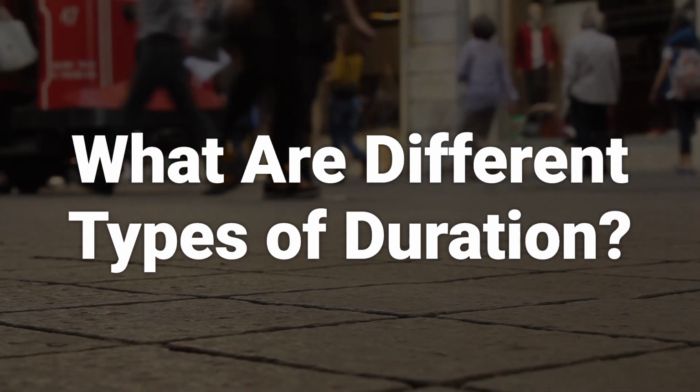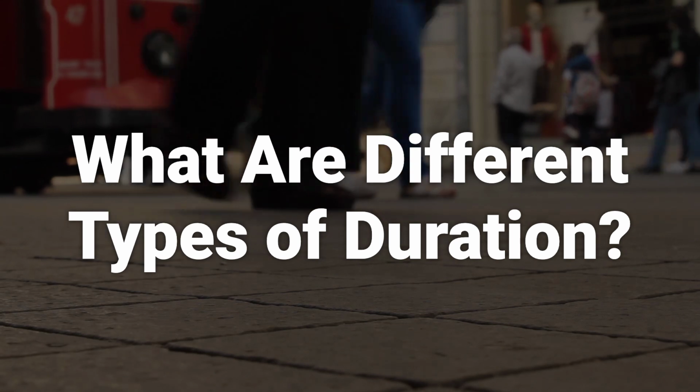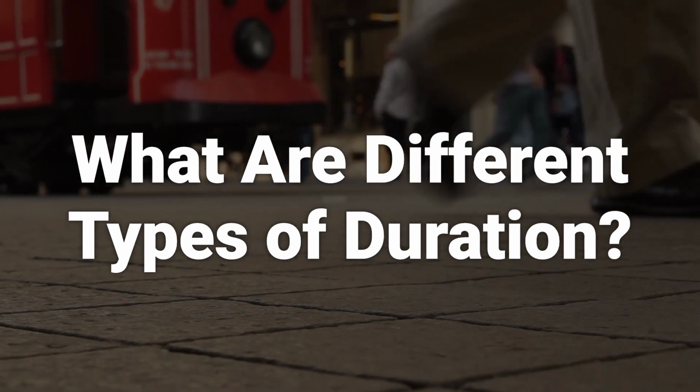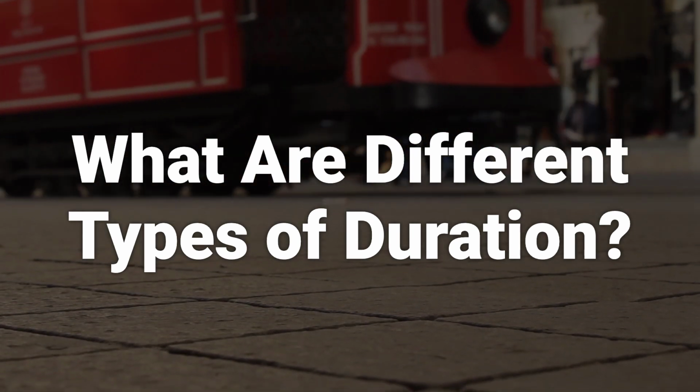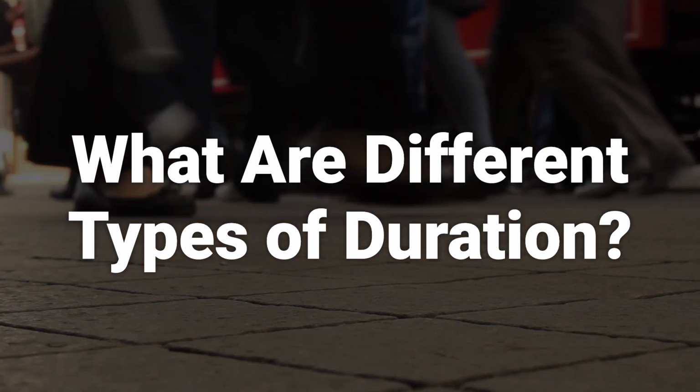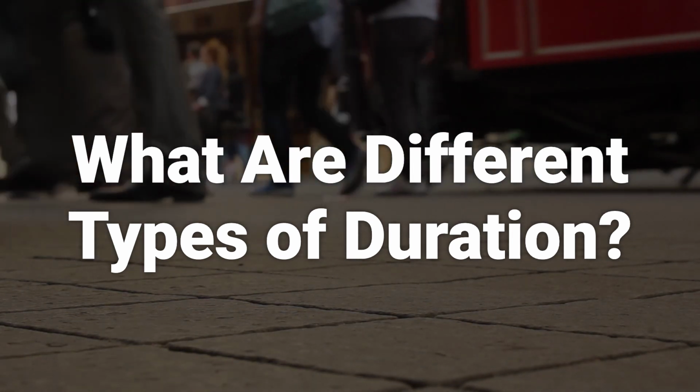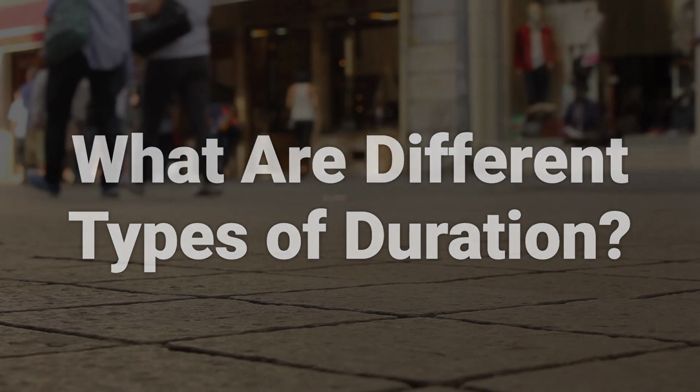There are two types of duration, Macaulay duration and modified duration. Macaulay duration is the weighted average time until all the bond's cash flows are paid. Modified duration measures the expected change in a bond's price to a 1% change in interest rates.